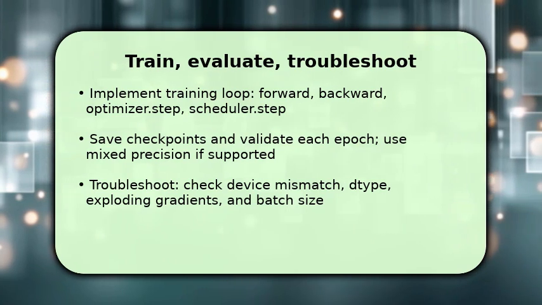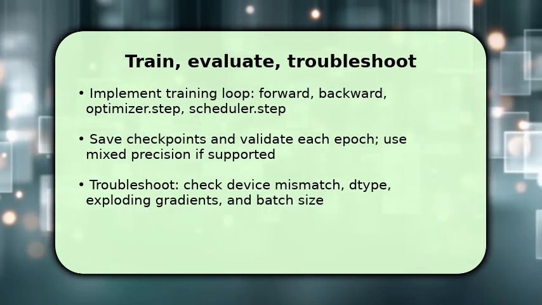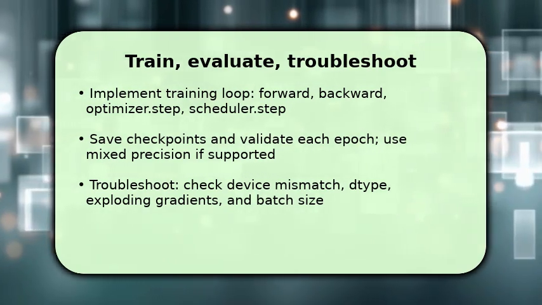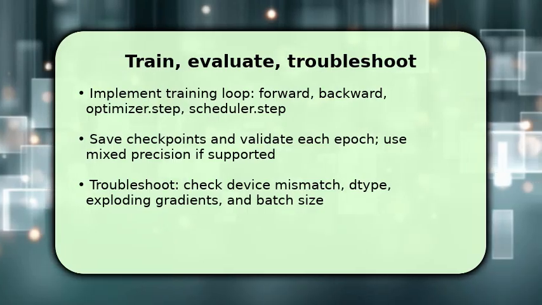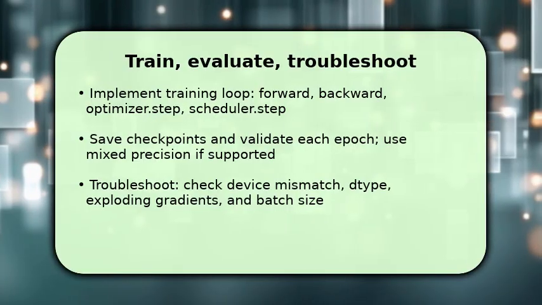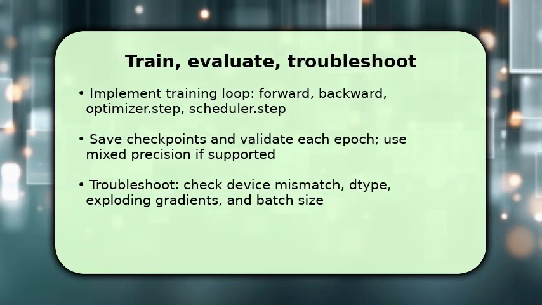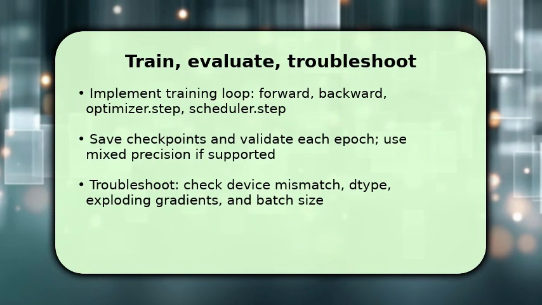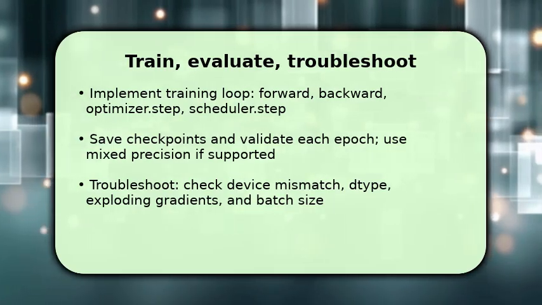Forward pass, compute loss, backward, clip gradients if needed, step the optimizer and update the scheduler. After each epoch, run validation and save checkpoints containing model state, optimizer state, and epoch. Make sure to test inference on a few samples and export via TorchScript or ONNX if needed.